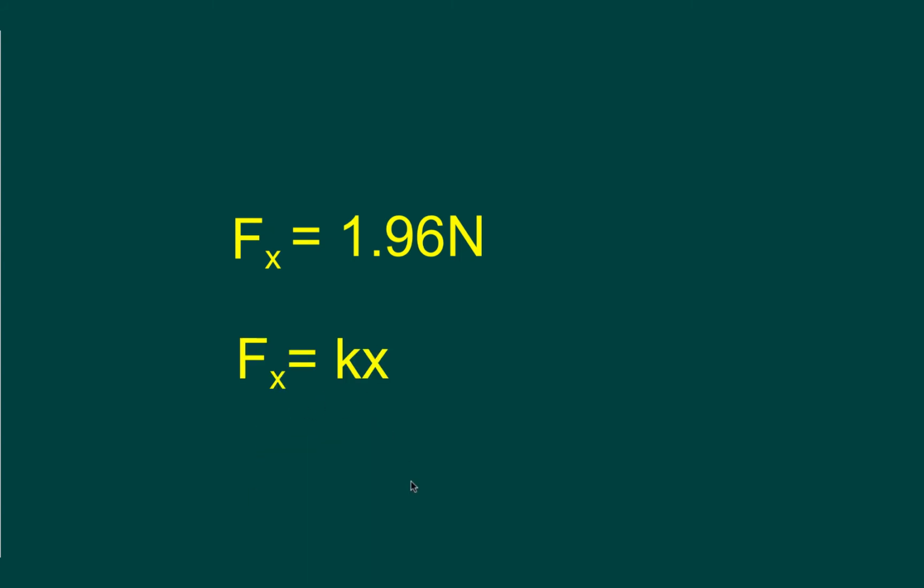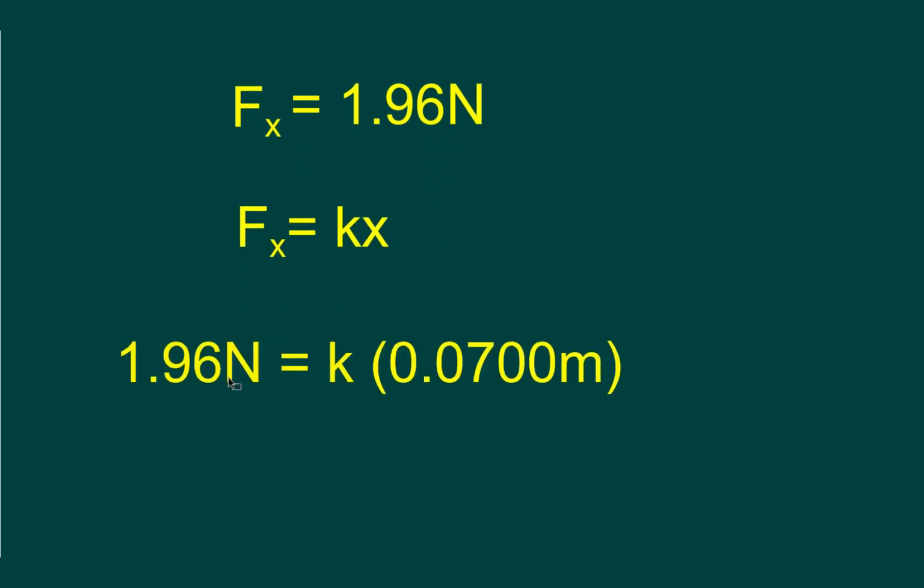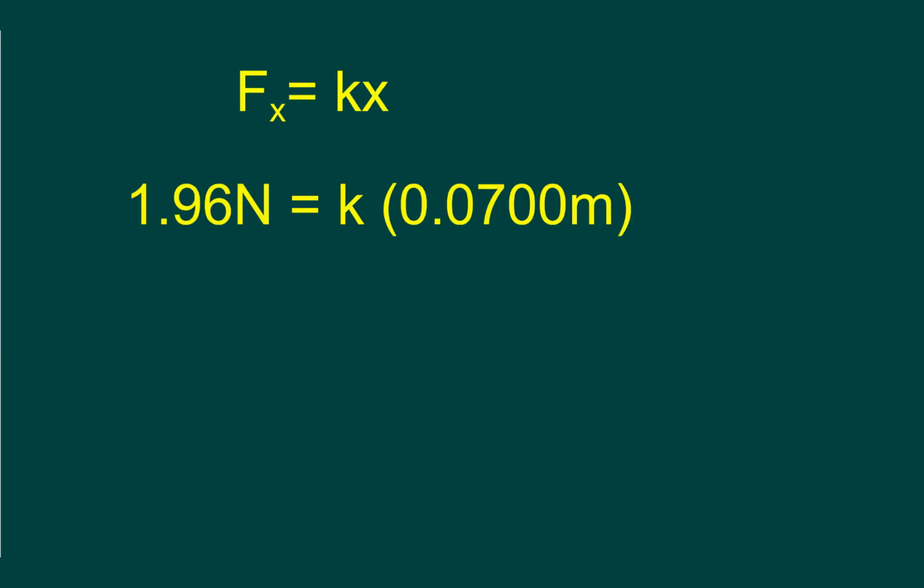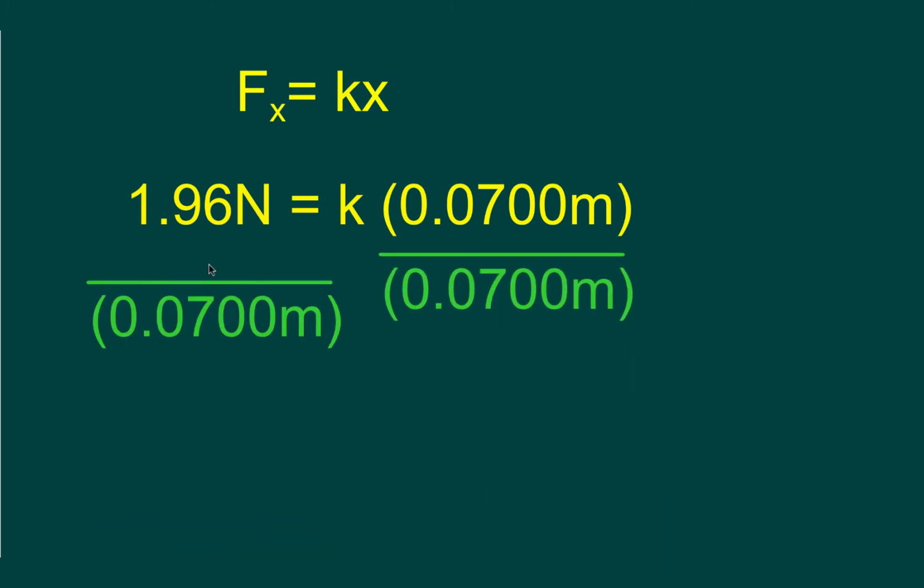The equation for forces on a spring is Fx equals Kx, and K is the Hooke's constant. So now we can write down that 1.96 newtons is equal to K times the displacement of the spring, which was stretched 7 centimeters or 0.0700 meters. Now we're going to divide both sides by 0.0700 meters.